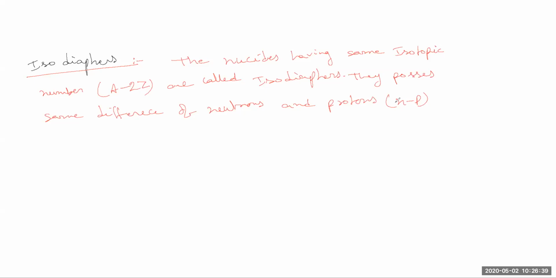So when the difference of neutrons and protons is the same, everything else is different, right? N minus P is the isotopic number, or else A minus 2Z, which has the same meaning. The elements, atomic number, and mass number are all different. I will give an example. See the example.